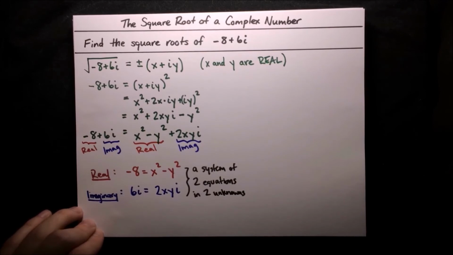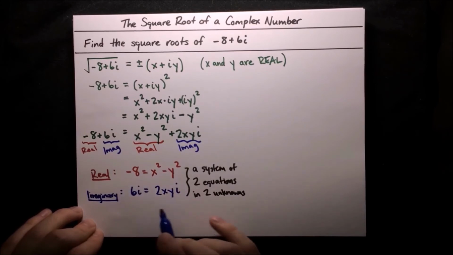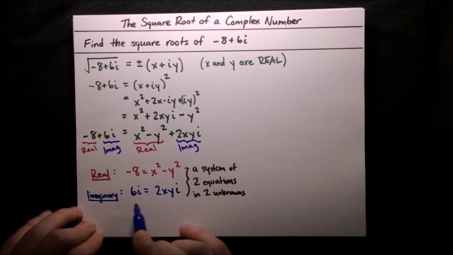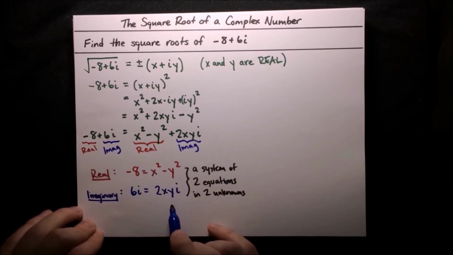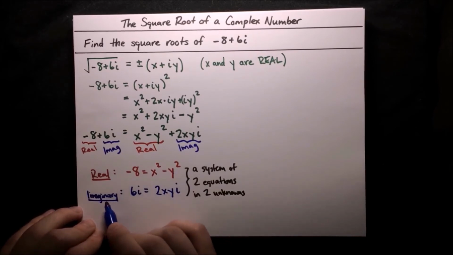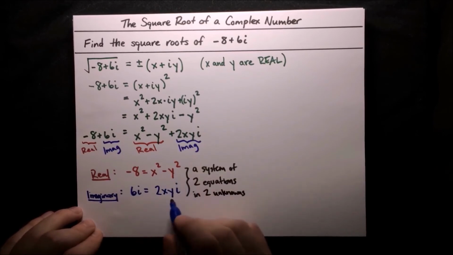The way we can solve that is we can solve for one of the variables in terms of the other in one of these equations and then sub it into the other equation. So which equation is easier to solve for one of the variables? I think this imaginary equation is easier because we don't have any squares or anything. Both x and y are raised to a single power. So why don't we solve for y in terms of x in the imaginary equation, and then we'll plug that into the real equation. Okay, so let's do that.